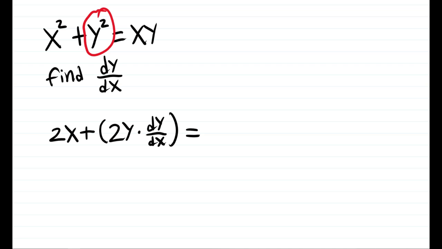We have x times y, and so in order to differentiate that, we have to use the product rule. So what's x times the derivative of y? That's going to be x times dy/dx plus the derivative of x times y, which is just y.